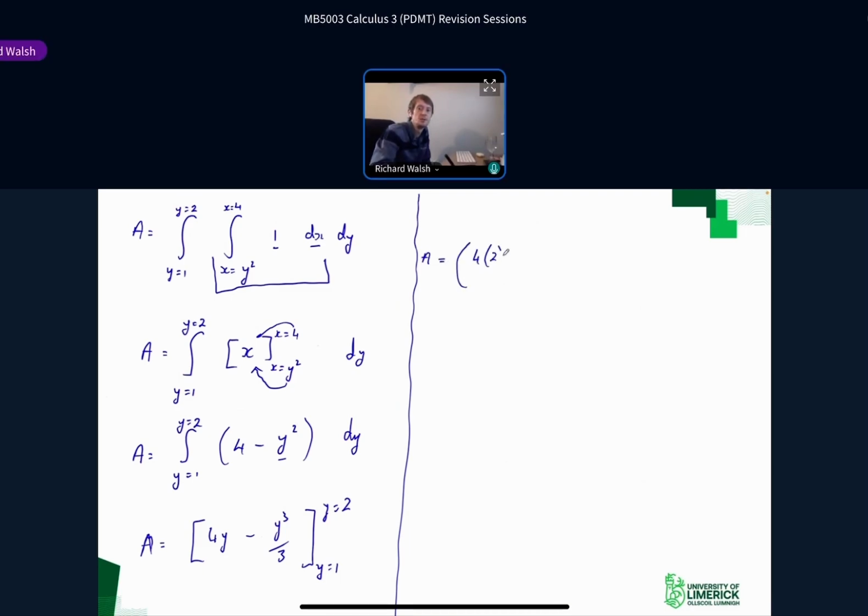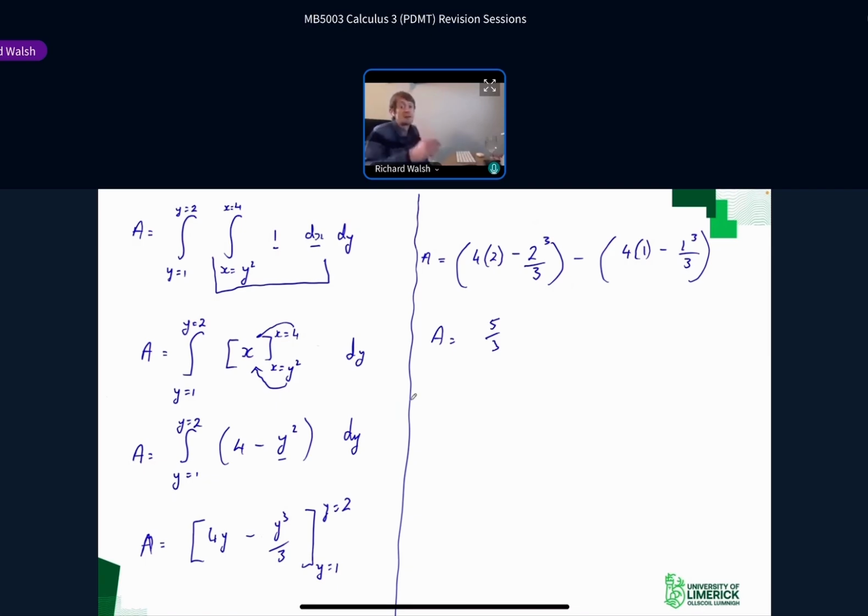4 times the upper limit, which is 2, minus, sub in the lower limit. The area in question would be 5/3. If you calculate all that out, you'll get 5/3.